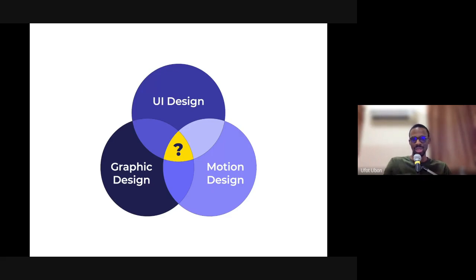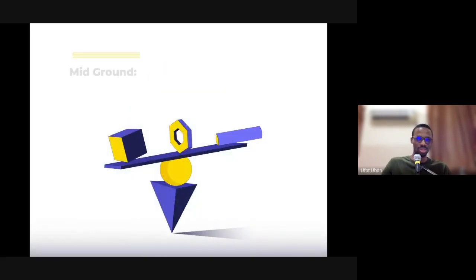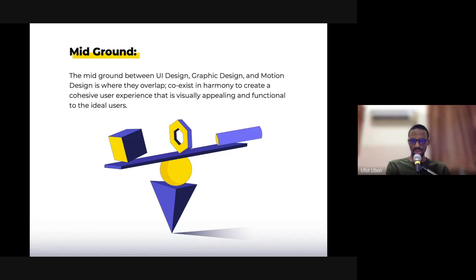And I'm going to tell us straight out of the box, really straight out, there's no hidden treasure. The mid ground between UI design, graphic design, and motion design is where they overlap. It is where they coexist in harmony to create this cohesive user experience that is visually appealing and functional to the ideal users. That's the mid ground. The mid ground is where graphic design, UI design, and motion design, all three in one space, coexist in harmony, and it creates this cohesive user experience that is visually appealing and quite functional to the ideal users.